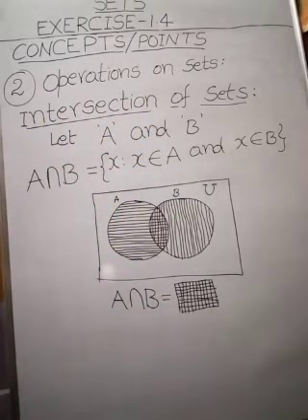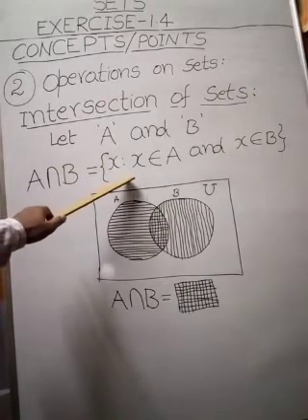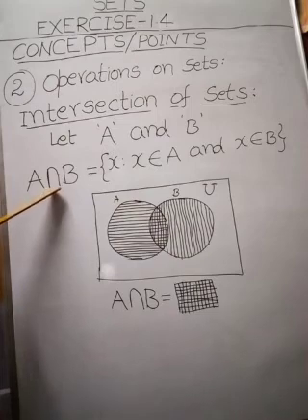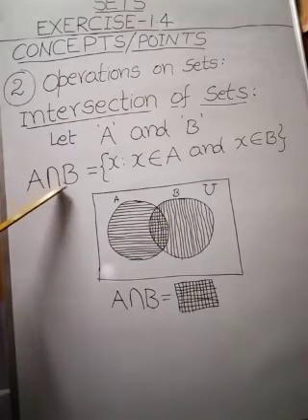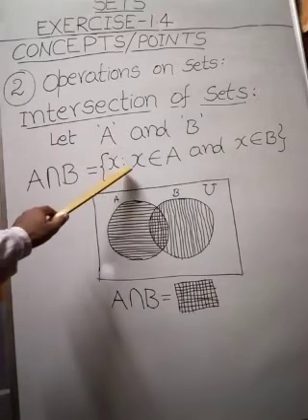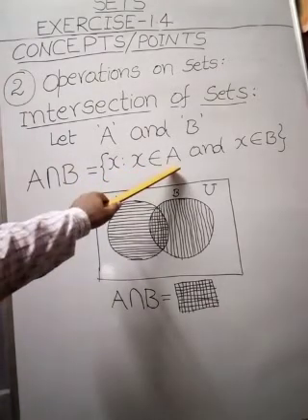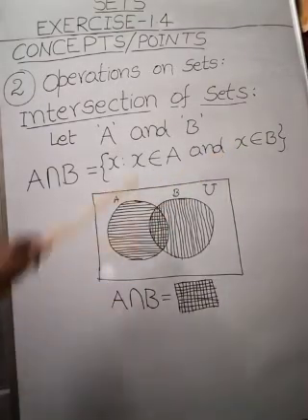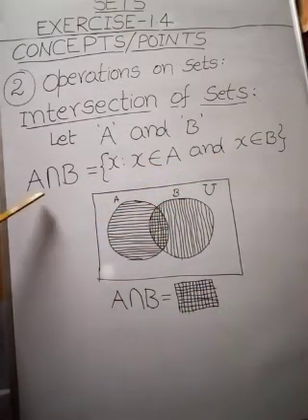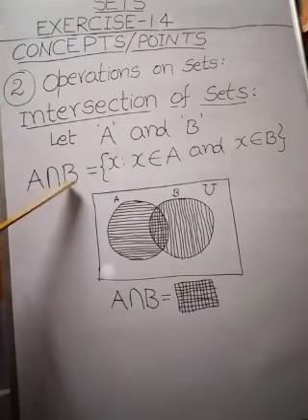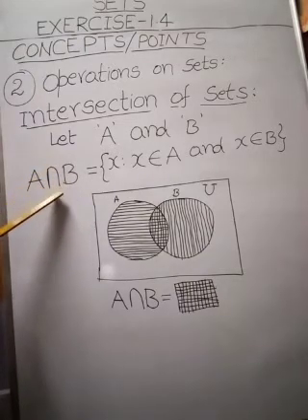We define intersection of sets as the set of all elements which are common to both the set A and set B, and we write it in the set builder form as A intersection B is equal to the set of all x such that x belongs to A and x belongs to B. This is the set builder form of intersection of sets A and B. Remember this symbol, my dear children. This symbol stands for intersection.